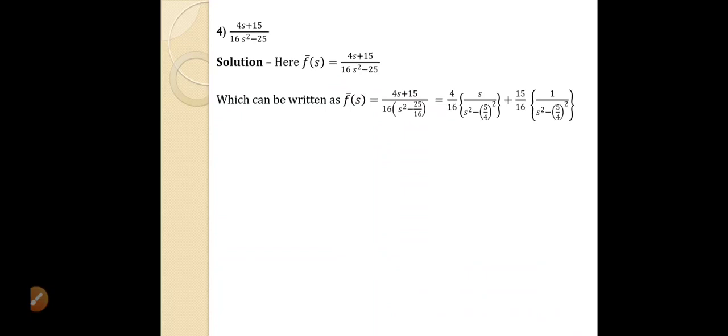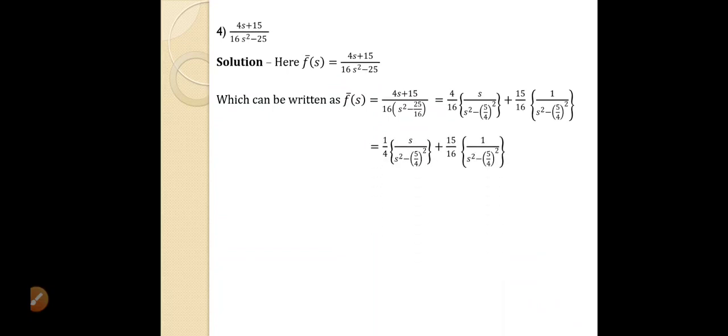Now we have to separate the terms in the numerator with the same term in the denominator. So it is 4 by 16 S upon S square minus 25 by 16, but 25 by 16 is nothing but 5 by 4 square. So here it is written as 5 by 4 square, plus the second term in the numerator is not having any S term, it is just 15. 15 upon denominator 16 will be there as it is. So 15 by 16 into bracket 1 upon S square minus 5 by 4 square.